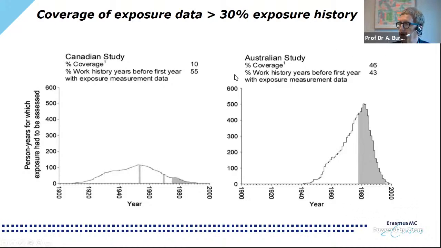Whereas here in an Australian study, a much smaller study, they actually had exposure measurements from the 80s to 2000, and the exposure measurement period covered 46% of the total exposure history of the cohort. So this is a much more preferable situation. By definition, this probably is a much better JEM.